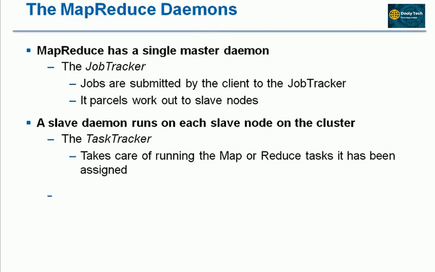There's a master daemon called a job tracker. This is responsible for receiving jobs from the client and splitting work out to all the slave nodes. Every slave node runs a daemon called the task tracker. The task tracker takes care of running the MapReduce tasks that it has been assigned by the job tracker.